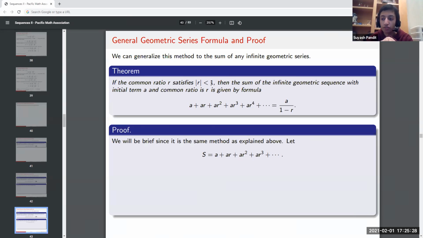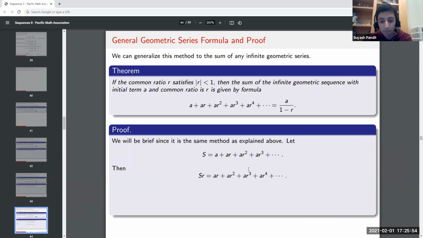Now, we want to multiply both sides by R. In the example, we multiplied both sides by 2, but we could have also multiplied both sides by 1/2. And that's what we're going to do here, multiply both sides by R. So we took a slightly different approach in the previous problem, but this works better for the general case. So here we have S times R. Here, A becomes AR, becomes AR squared, becomes AR cubed, becomes AR to the 4th.